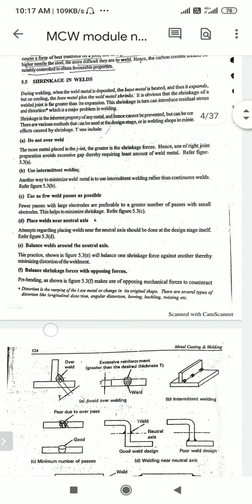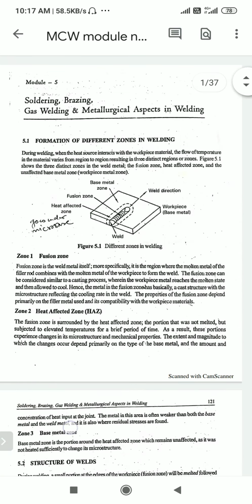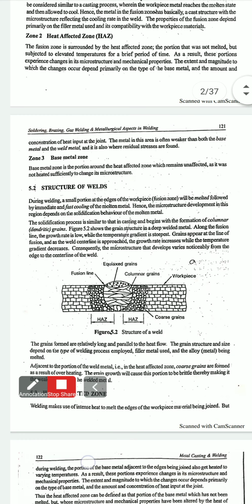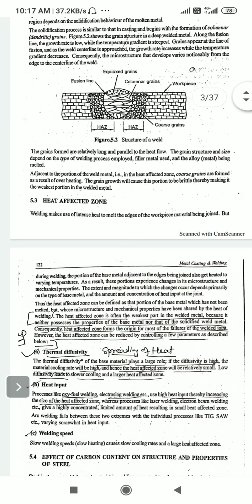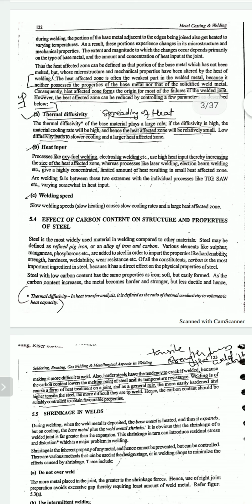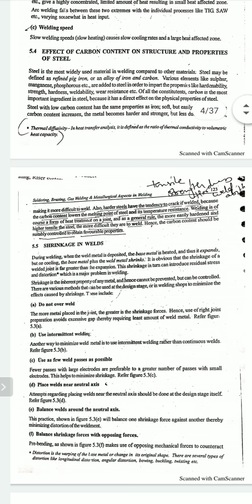So, yesterday we discussed the heat affected zone and the formation of the different zones: the fusion zone, the heat affected zone and the base metal zone. Then we discussed the structure of the welds, and how to control the parameters for the heat affected zone, that is the thermal diffusivity, heat input and welding speed. The next concept was the effect of carbon content on the structure and properties of the steel, which was also discussed in yesterday's class.